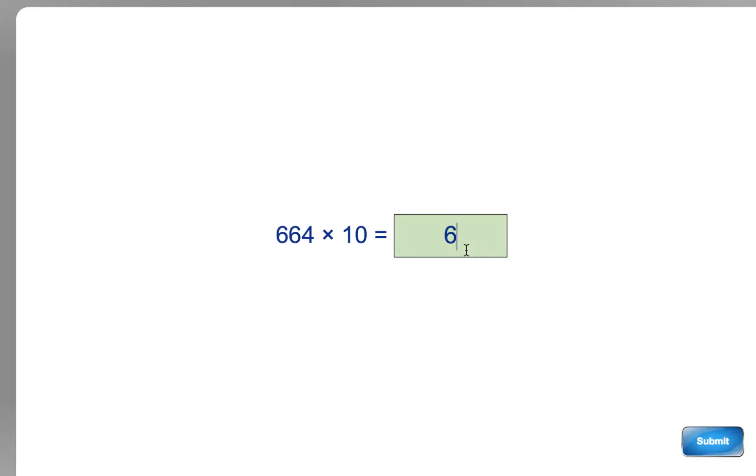This one is 66410, so we've got to move it one decimal place, so we've got to move it from there over to there, so it becomes 6640. Okay.